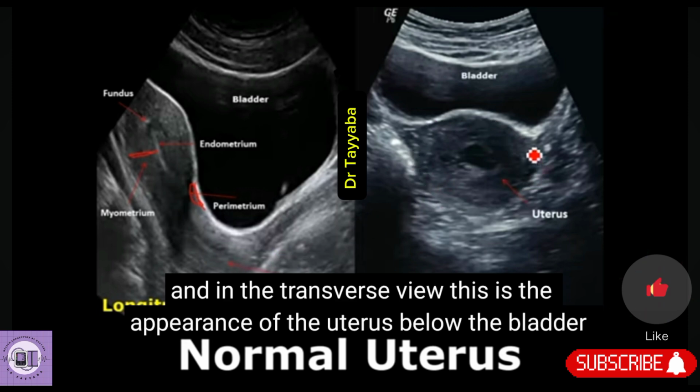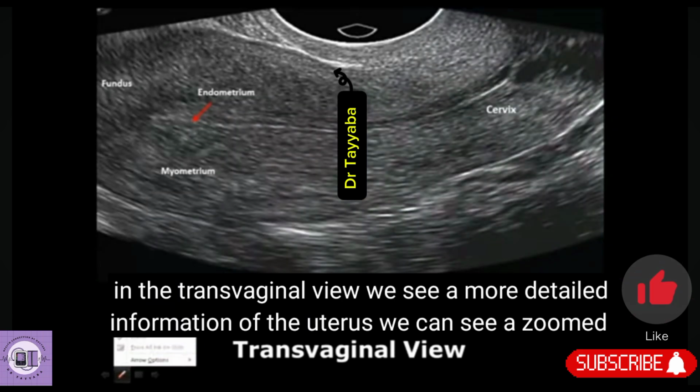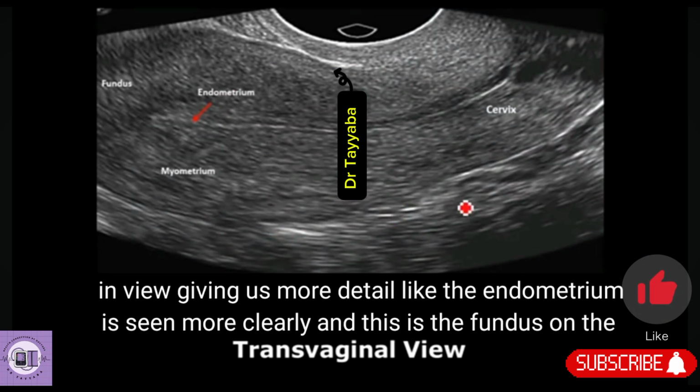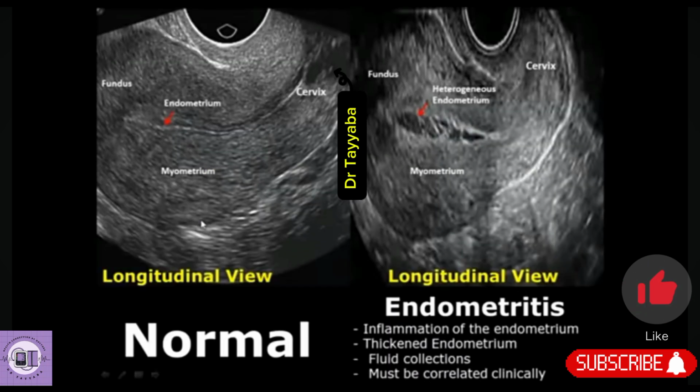And in the transverse view, this is the appearance of the uterus below the bladder. In the transvaginal view, we see more detailed information of the uterus. We can see a zoomed in view giving us more detail, like the endometrium is seen more clearly, and this is the fundus on the top portion and the cervix on the bottom portion, and also the myometrium is seen very clearly.